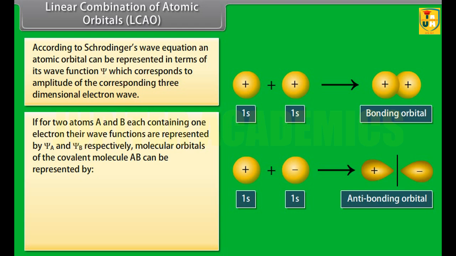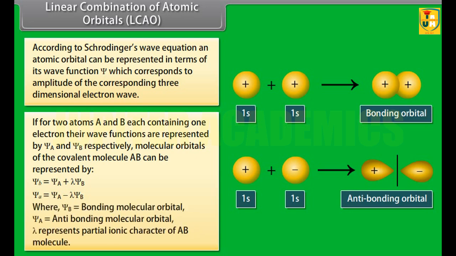Molecular orbitals of the covalent molecule AB can be represented by psi bonding is equal to psi A plus lambda psi B, and psi anti-bonding is equal to psi A minus lambda psi B, where psi bonding is the bonding molecular orbital and psi anti-bonding is the anti-bonding molecular orbital. Lambda represents the partial ionic character of the AB molecule.